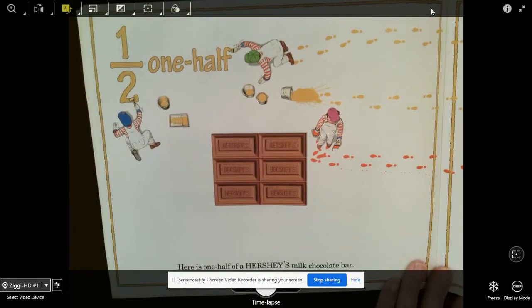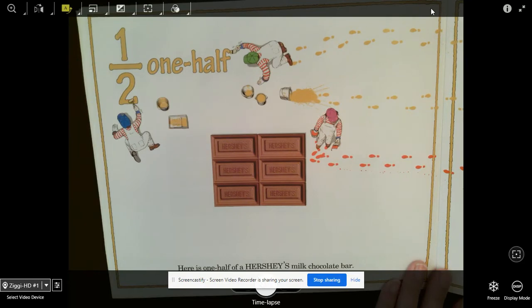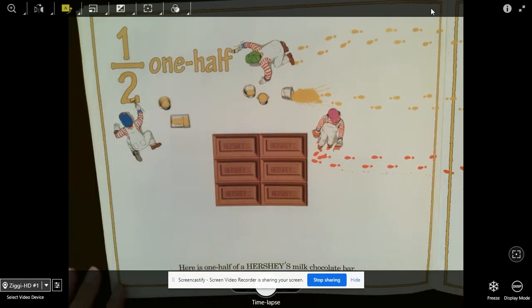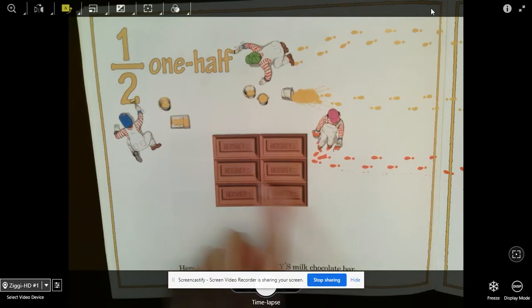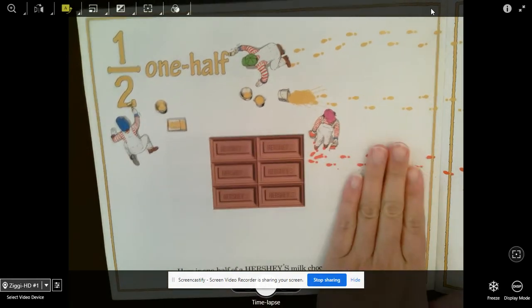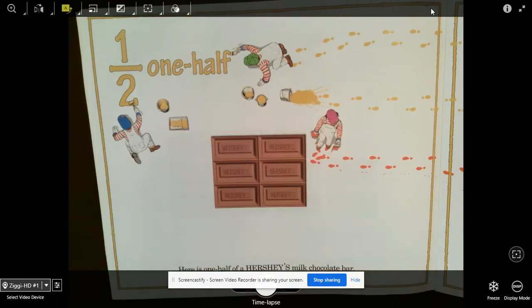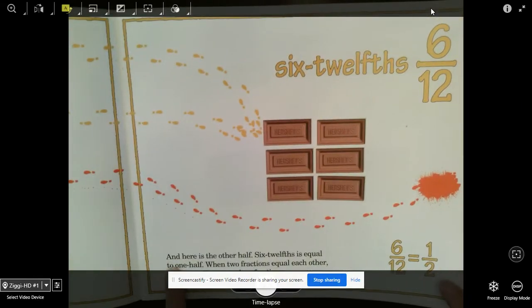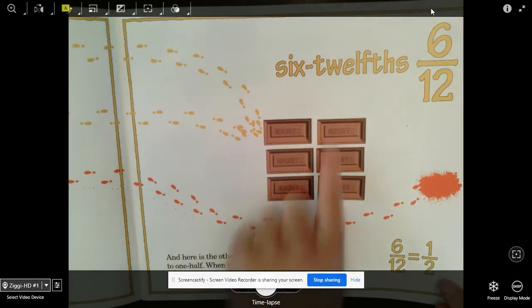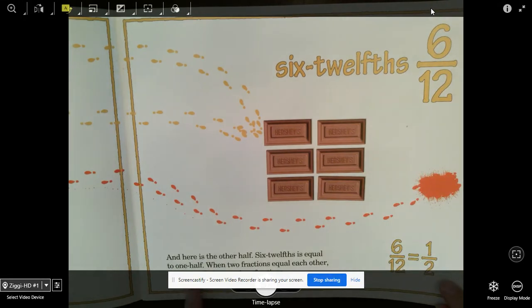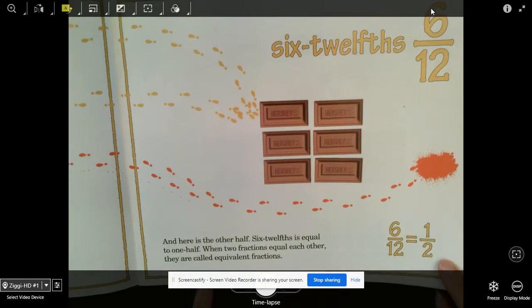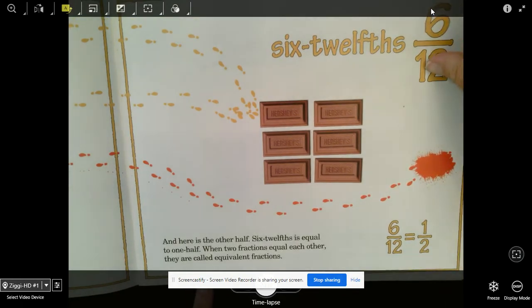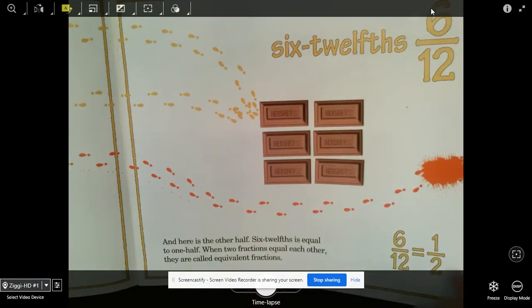Here is 1/2 of a Hershey's Milk Chocolate Bar. 1/2. We know there was 12 pieces, and 6 of those pieces is half. So I have 2 of these. That'd be a whole. But this section is a half. 1/2. And here is another half. 6 out of 12 of the pieces. 6/12 is equal to 1/2. When 2 fractions equal each other, they are called equivalent fractions. So this is 6 out of 12, or 1/2. It is equal. It's equivalent.